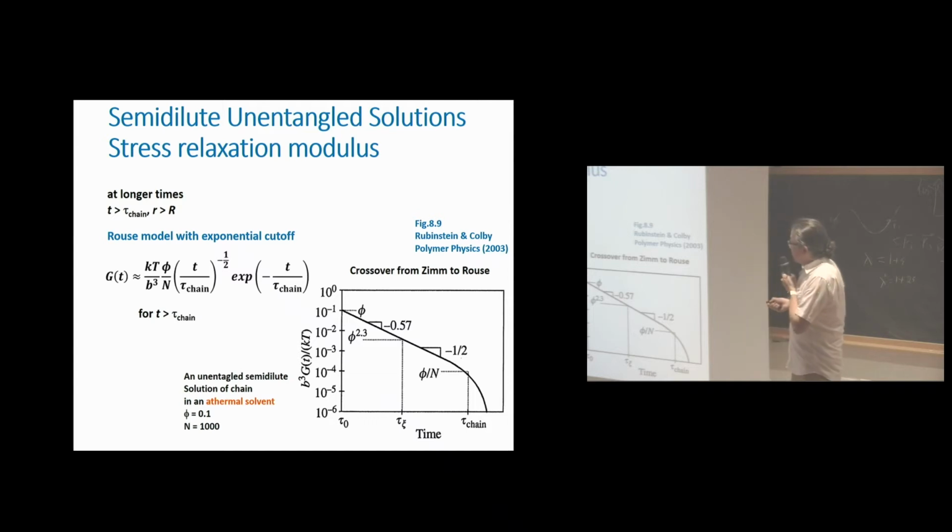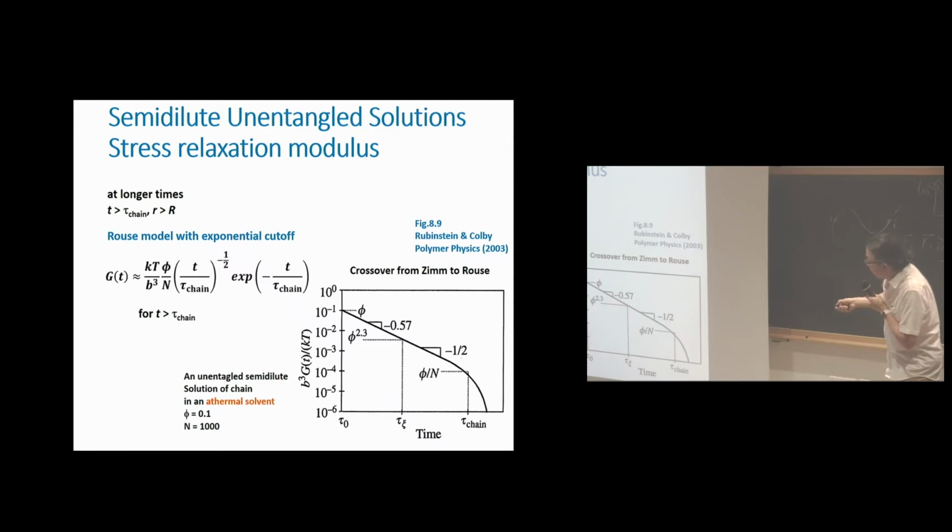Okay, the stress relaxation modulus at a further longer time scale, above the relaxation time of the chain. In that case, we can use the Rouse model with exponential cutoff. Professor Colby did that for dilute solution also. And for this case, this is the modulus at t equal tau chain as relaxation time, you can take tau chain with the exponential cutoff. So this is a calculated curve from the textbook.